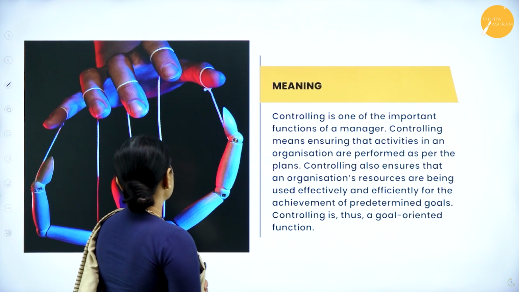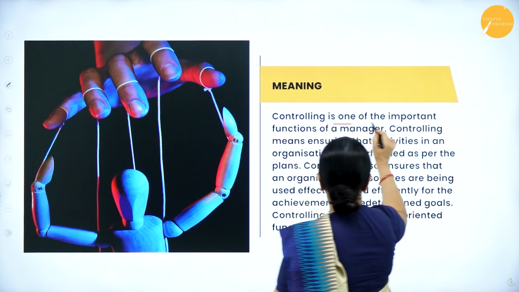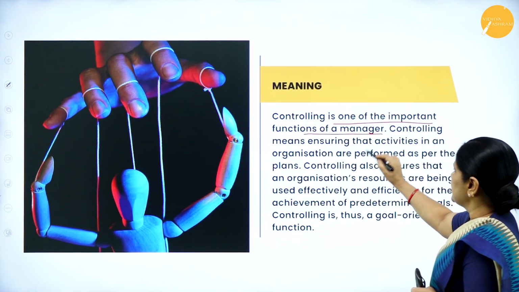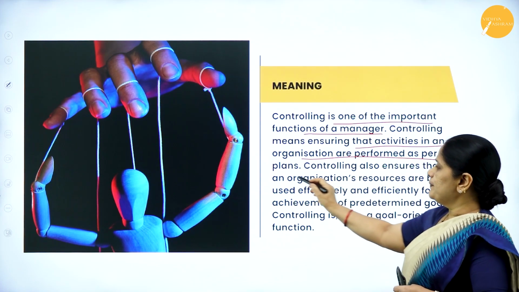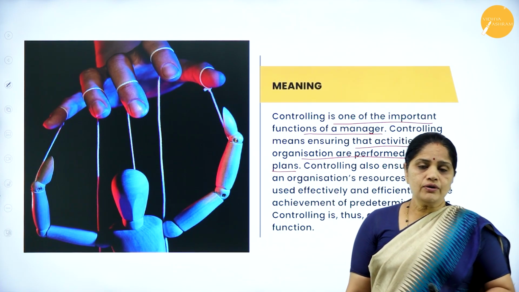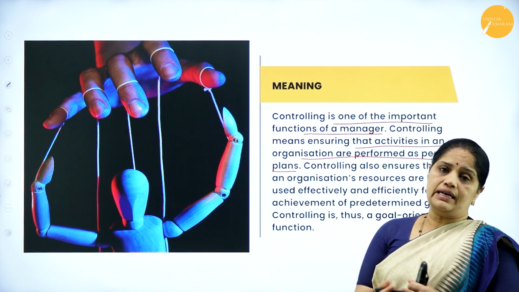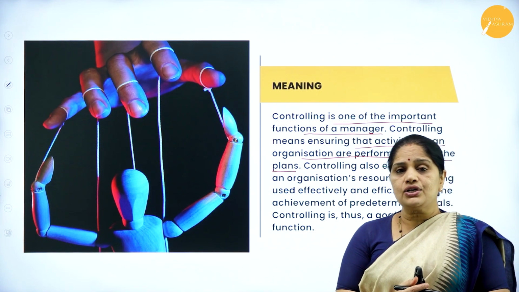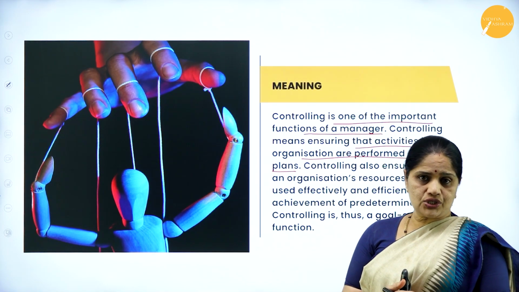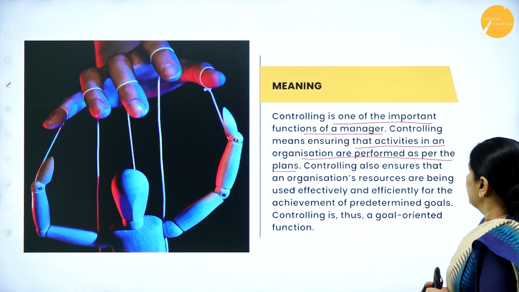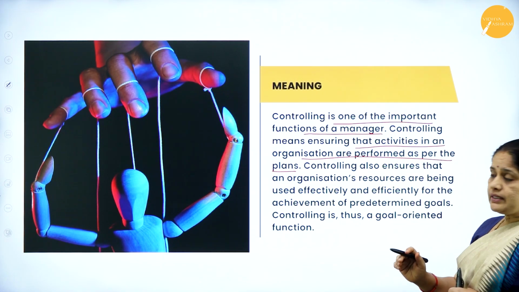Now let us understand what is the meaning of the word controlling. So controlling is one of the important functions of a manager. It means ensuring that activities in an organization are performed as per the plans. So we all know that the manager is the one person who will be managing the organization, and as such the controlling is one function which the manager has to do. So he ensures that activities in an organization are performed as per the plans.